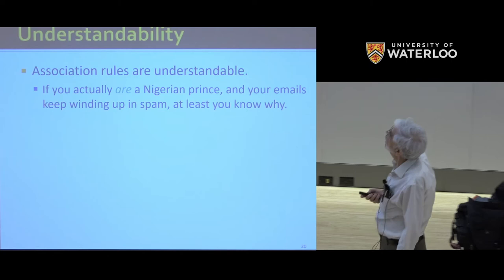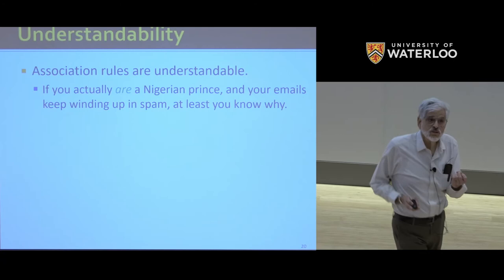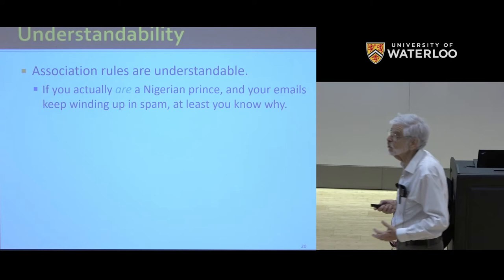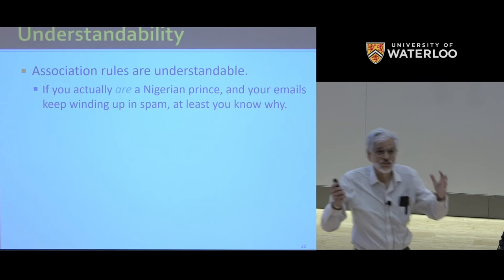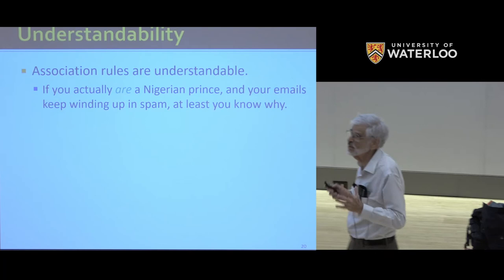So the problem with association rules is that if you actually are a Nigerian prince, and there are some people who are Nigerian princes, there's no question. In fact, there was this Onion article a couple of days ago that said, man in Nigeria dies with $27 billion. He tried to give the money away, but nobody would answer his emails.